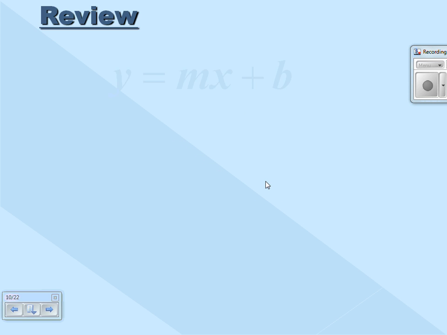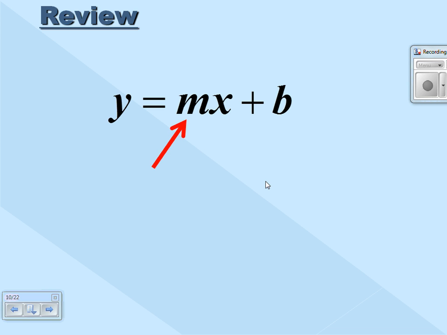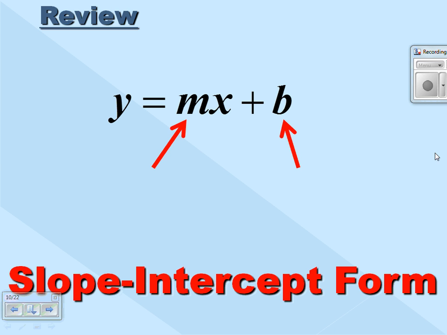So let's review. y equals mx plus b. This is the slope-intercept form of the equation of a line. Again, y equals mx plus b is the slope-intercept form of a line. The m stands for the slope, and the b stands for the y-intercept. Okay?